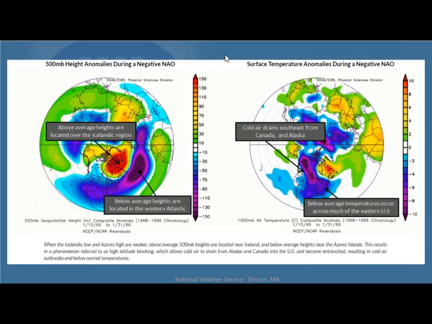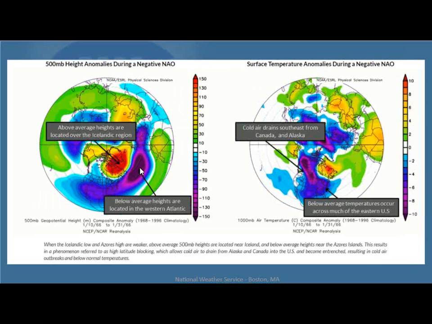Now, the other side of the coin, which is more favorable for us, is when we're in a negative NAO. And this is when you have kind of the reverse. You have higher than average heights, or a high pressure system, over Greenland, and lower pressure out over the Azores. So what you have is this high pressure block, and it brings in much colder air into the region. It forces the storms coming up the coast to move more offshore or parallel to the coast. So this is when we tend to get our more significant winter storms in this regime.